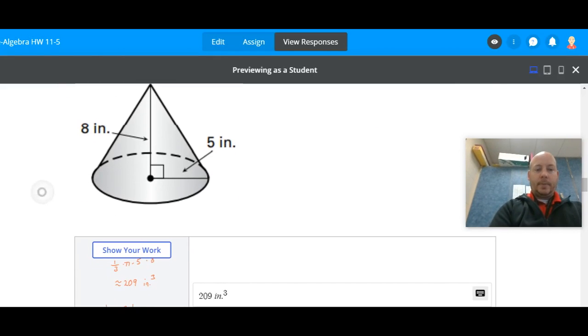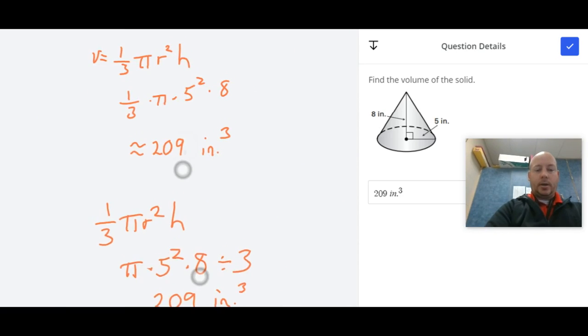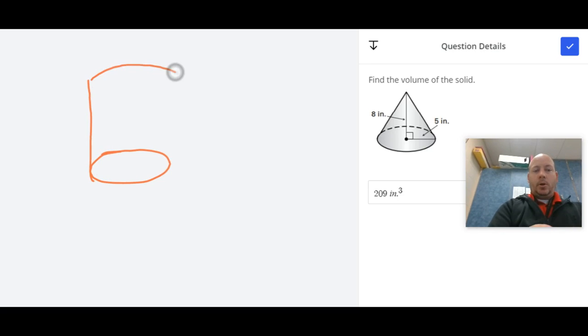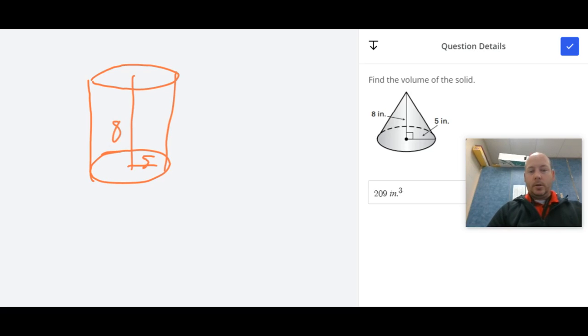And then our last shape here, a cone. A cone has the same relationship with the cylinder as the pyramid did with the prism, right? So if we think about a cylinder with the same dimensions, where that's 5, that's 8, we get the area of the base, so pi r squared times the height. Well, just like with the pyramid, a cone is going to hold a third of what the cylinder with the same dimensions is going to hold.